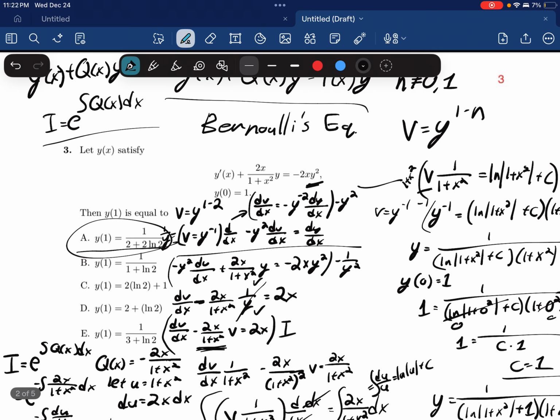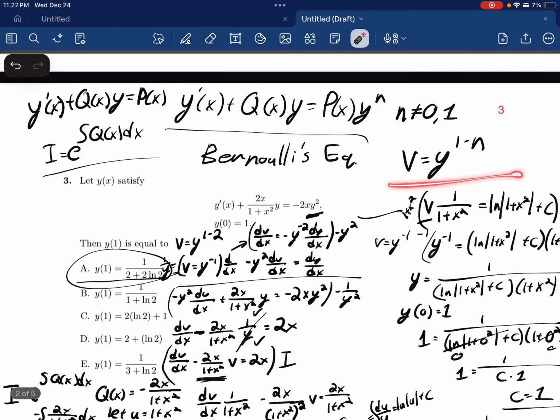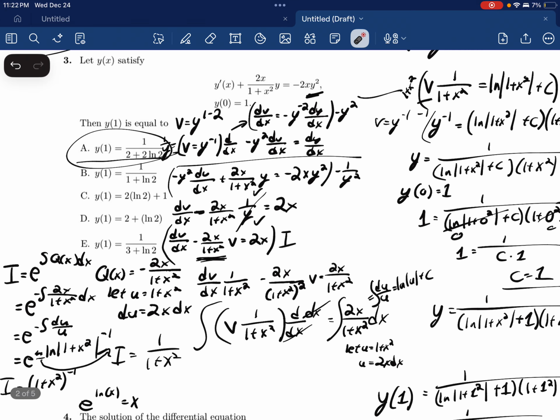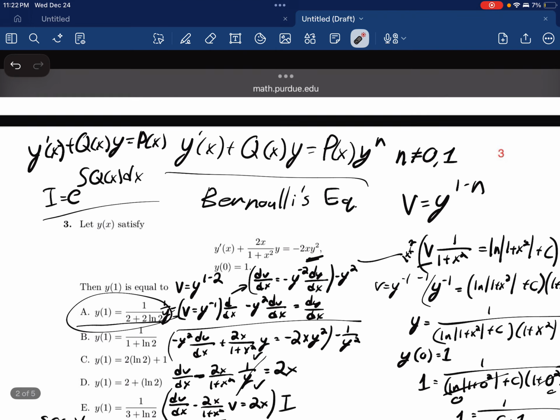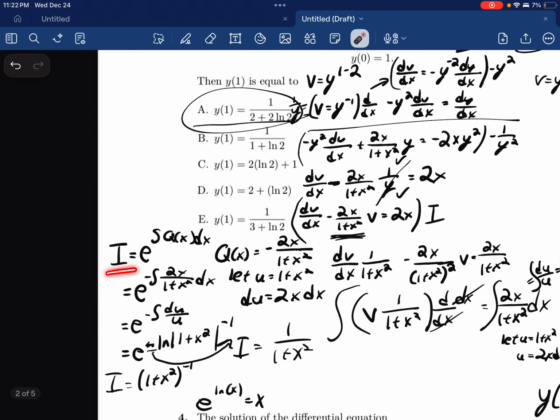Quick recap. We recognized it was Bernoulli's equation because there was a y to the n term. Then we used the substitution v equals y to the 1 minus n. We differentiated this to find dv/dx in terms of dy/dx. We rewrote this original equation in terms of v and x. Once we did that, we recognized this was a first order linear differential equation that can be solved using an integrating factor.